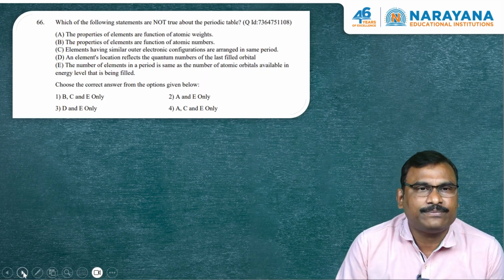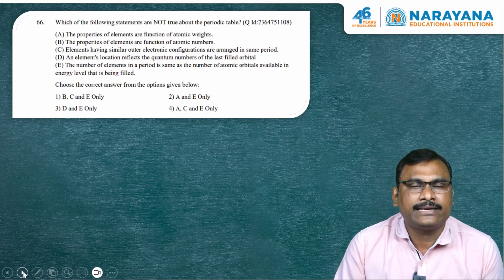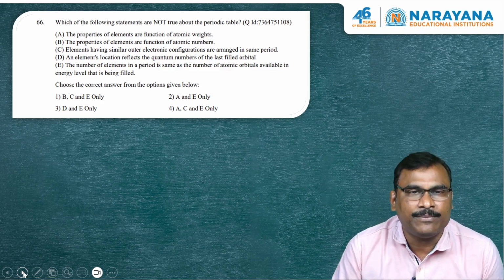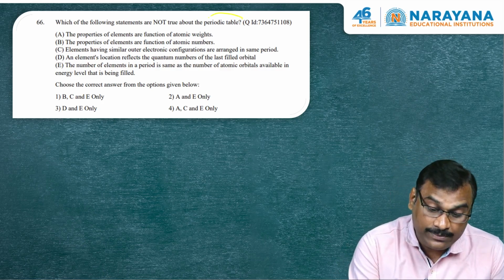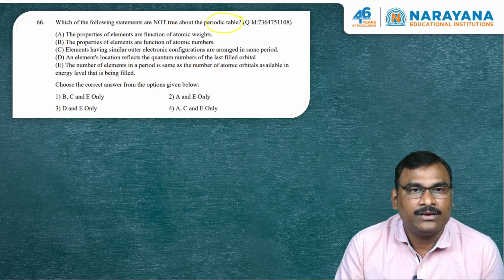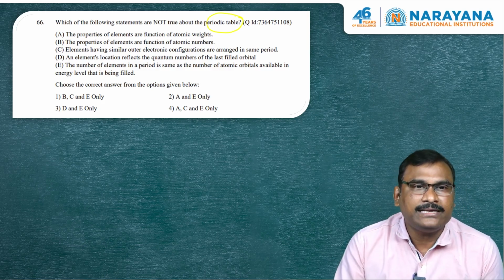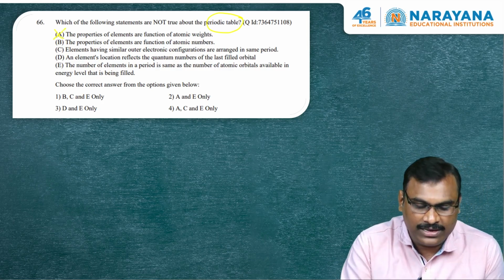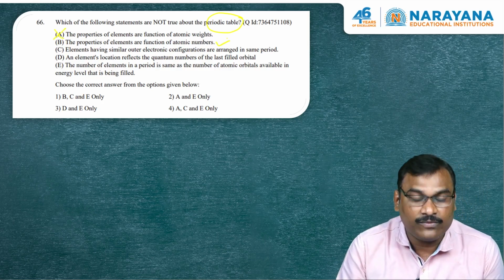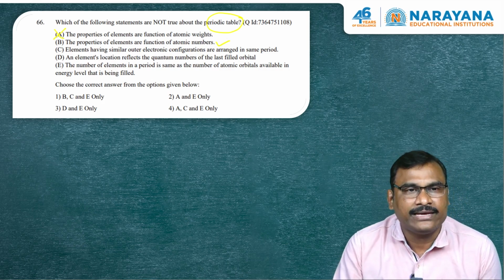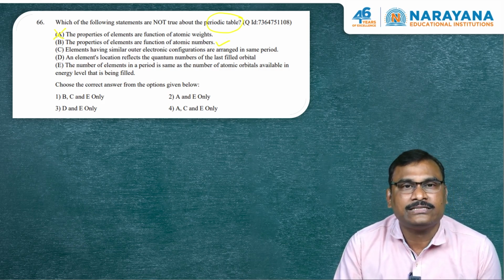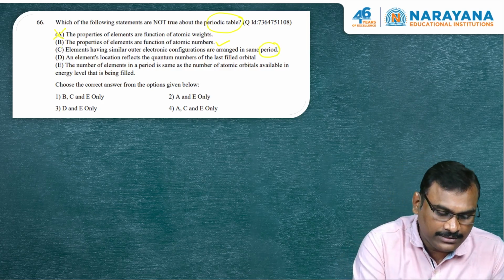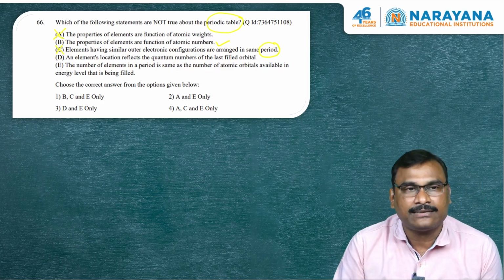Which of the following statements are not true about the periodic table? The properties of the elements are functions of atomic weights. Here the periodic table is nothing but the modern periodic table. What is the modern periodic law? The properties of the elements are a function of atomic numbers, not atomic weights. So atomic number is correct, atomic weight is wrong. Elements having similar outer electron configurations are arranged in the same group, not in the same period. Therefore, again option C is not correct.